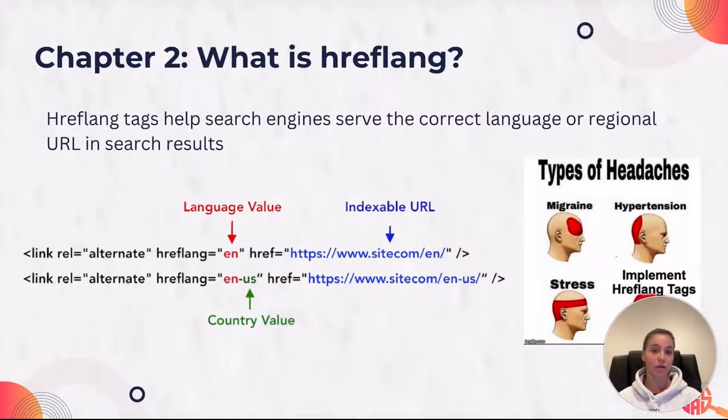hreflang is one of the most important parts of international SEO, so it is worth understanding what it actually is. It's just a tag that helps search engines serve the correct language or regional URL in search results. As you can see in the example on this slide, you've got the language value, the country value, and the indexable URL. In this case, the language is English, EN, the country value is US, and the indexable URL is whatever your website is.